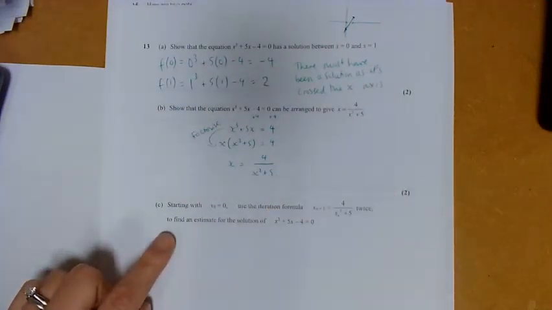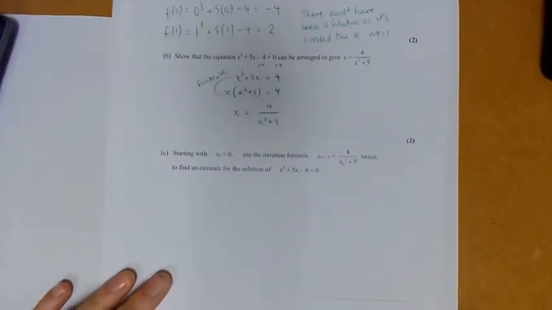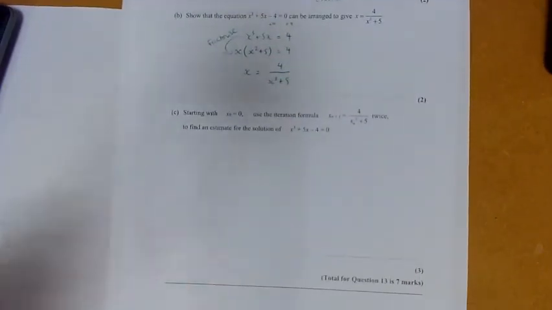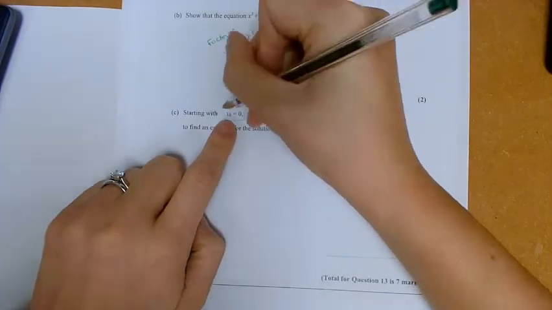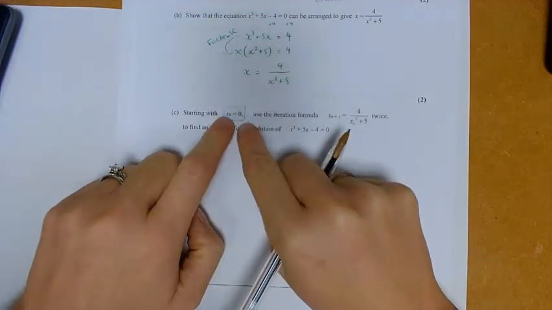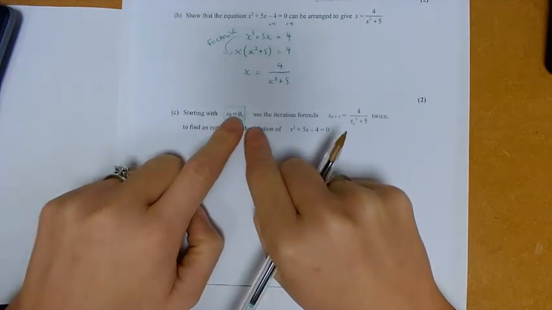That's another 2 marks. Okay, now this looks horrendous, but I promise it's really nice and straightforward. All it means for iteration, if you're not sure, please look up iteration on Hegarty. It's a really good one to do. This is the value that we're going to start with, x0. So this is not a power. This is a subscript, not a superscript. So the first x is 0.